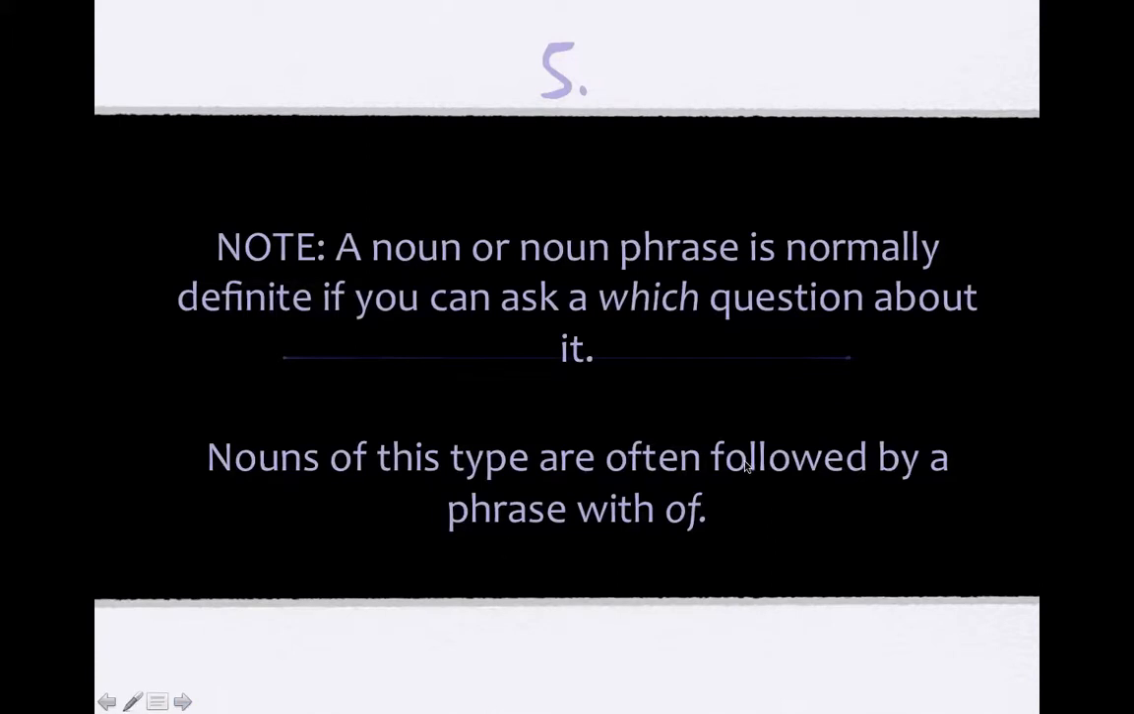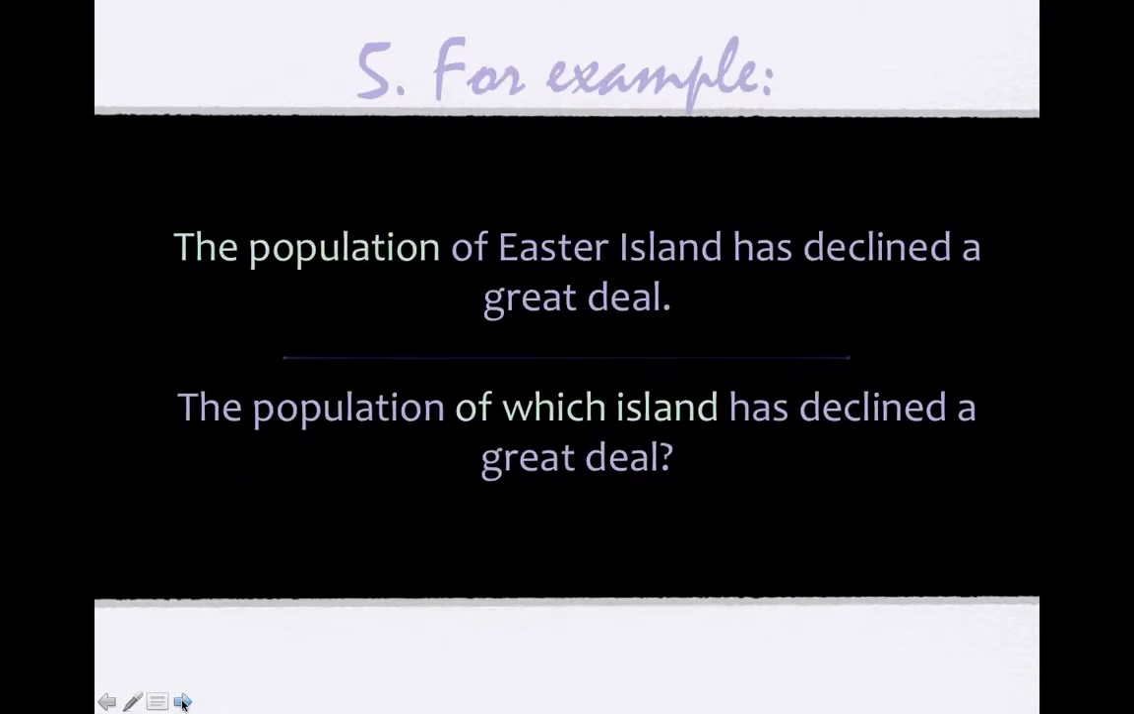So a noun or noun phrase is normally definite if you can ask a which question about it. Nouns of this type are often followed by a phrase with of. For example, the population of Easter Island has declined a great deal. Which population? The population of Easter Island. The population of which island has declined a great deal? There's a question with which that you can ask about it.